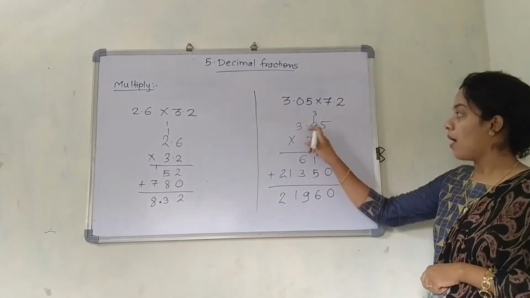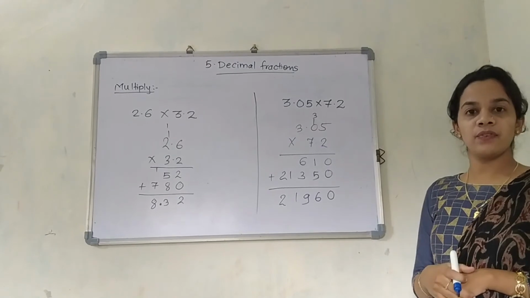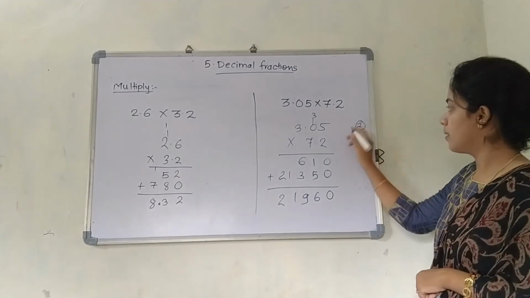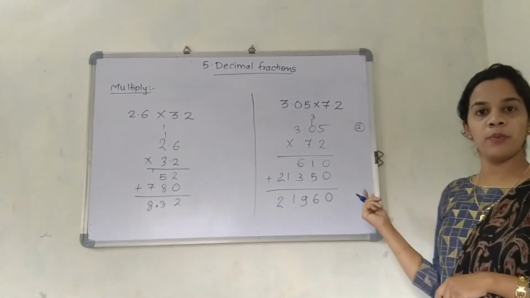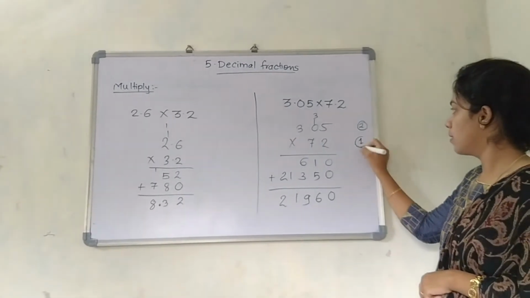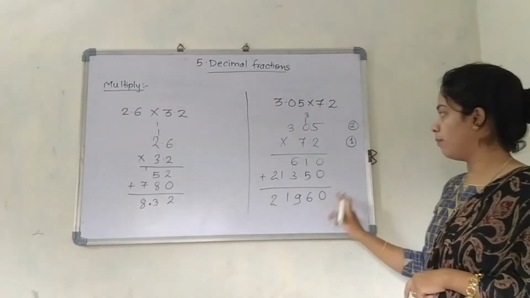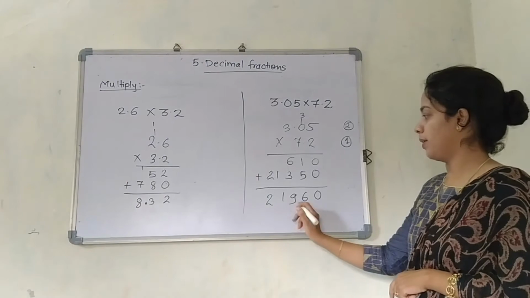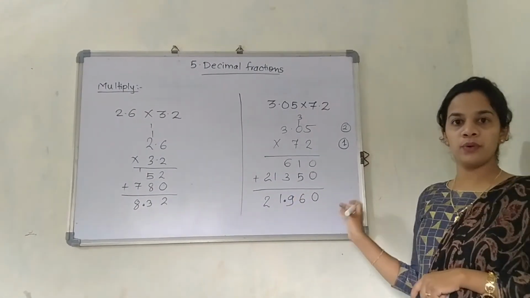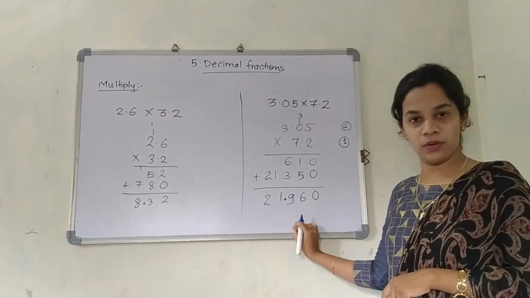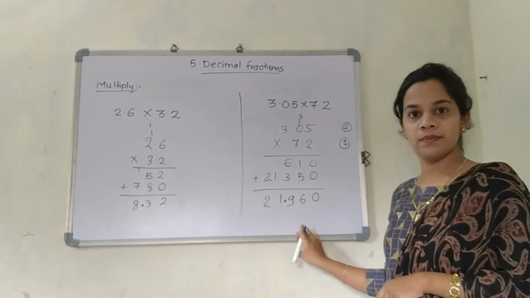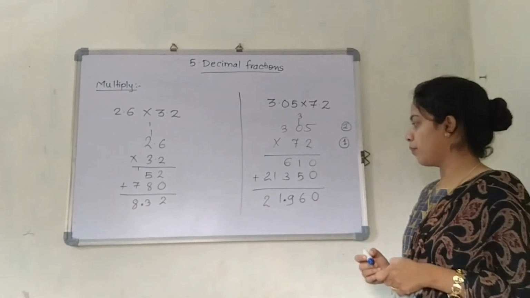Now, how many numbers are there after the decimal point? Two numbers. And in the other number, how many after the decimal? Only one number. So this 2 plus 1 will be 3. So leave the point after 3 numbers, 1, 2, 3. Always remember you are going to place the point from the right hand side onwards. Okay? Don't start from here. Fine? So the answer is 21.960.